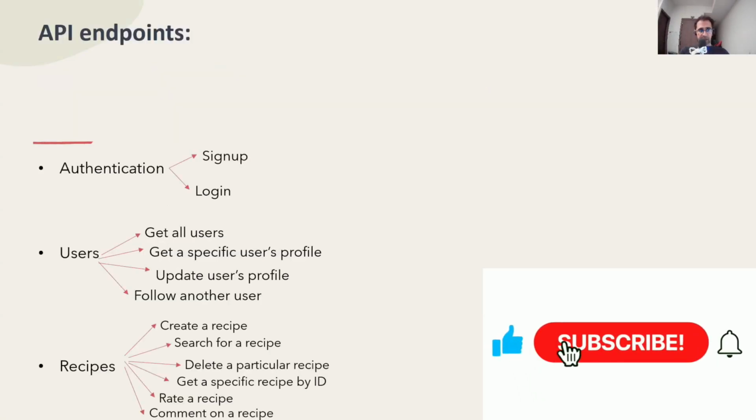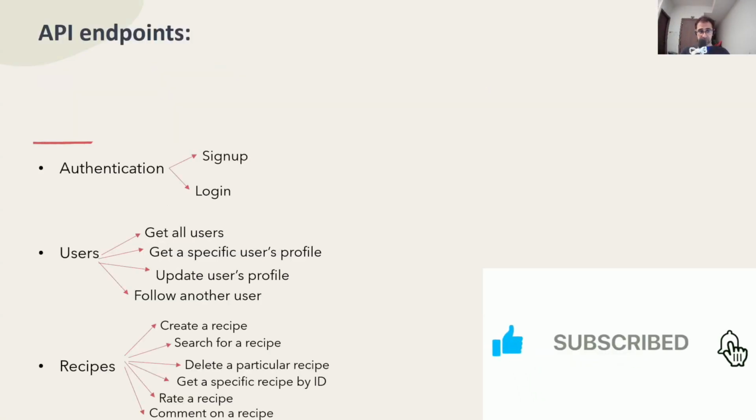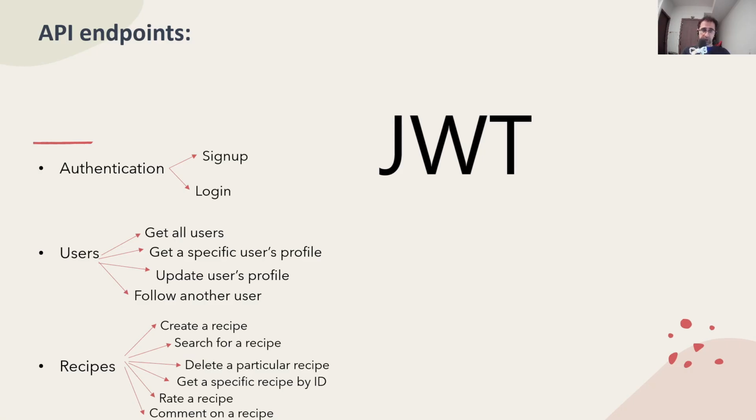We will create three groups of API endpoints. The first group is authentication. We will use JSON Web Tokens to create secure APIs so that unauthorized users will not be able to have access to our endpoints. The second group is related to users themselves. So the admin will be able to have access to all users and create new users and update their profile along with following particular users.